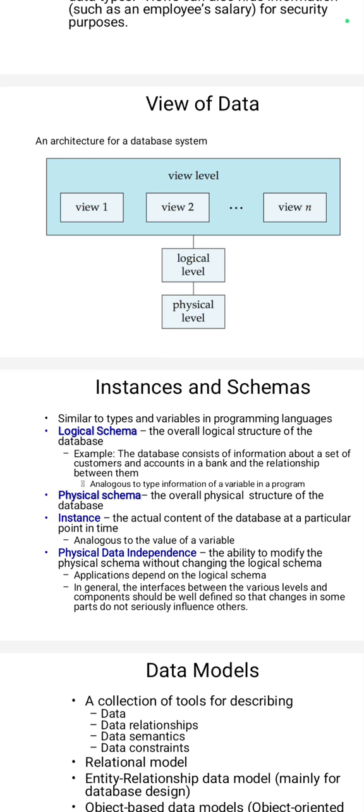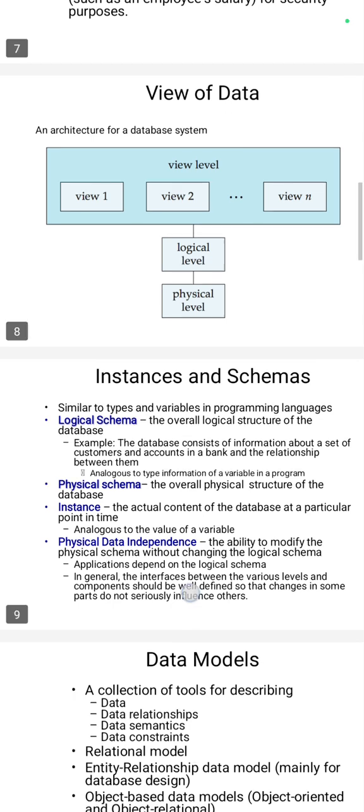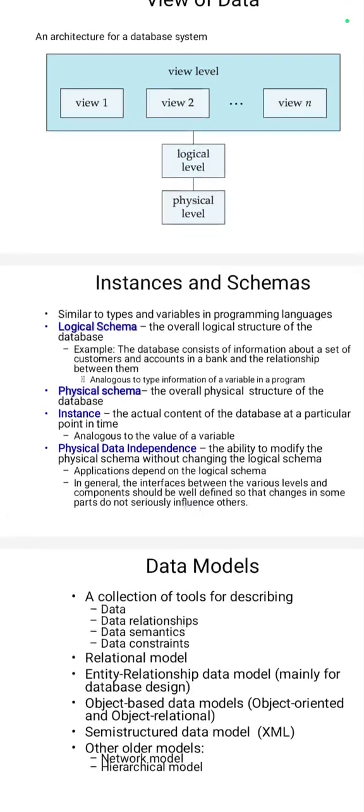Physical data independence. Now we go on to the independence. There are two types of independence: physical data independence and logical data independence. Physical data independence is the ability to modify the physical schema without changing the logical schema. When we are modifying the physical schema or the storage structure, it should not change the logical schema. Applications depend on the logical schema.